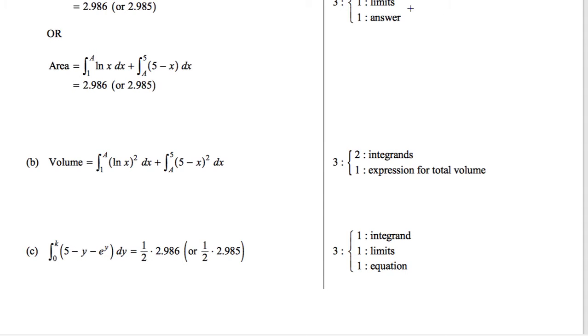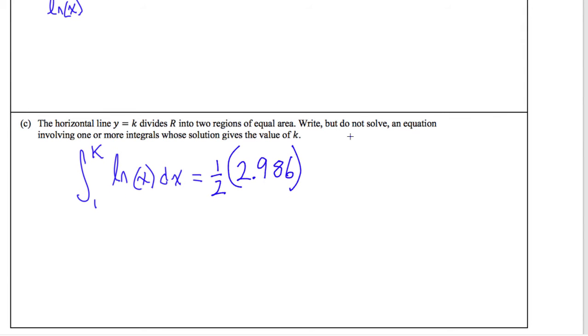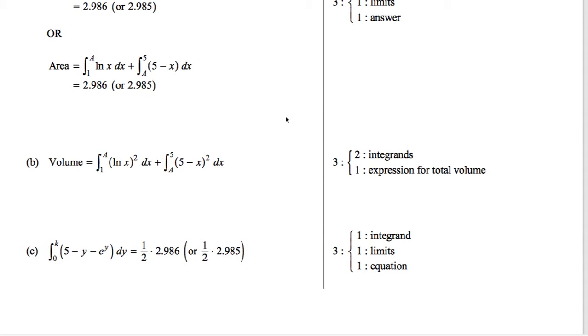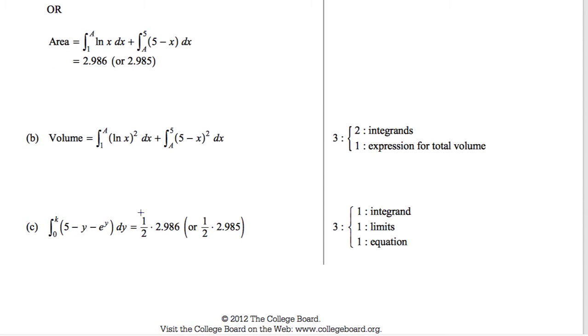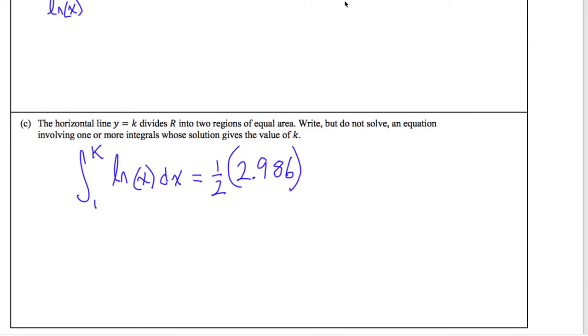I think, why half though? That's what I'm wondering. It's saying dividing into two regions of equal area. Oh. So if those two regions are equal, then they're equal to half of the area that you found in part A. Technically you'll get full points for this. Does the solution guide say it that way? So half of 2.986, they did it a different way in terms of y, but it still works in terms of x. Oh, it doesn't work in terms of x.